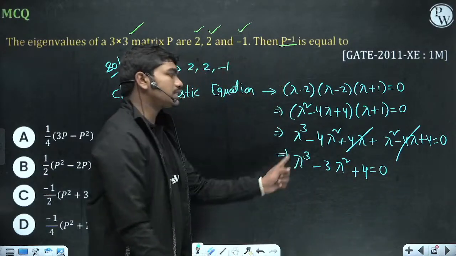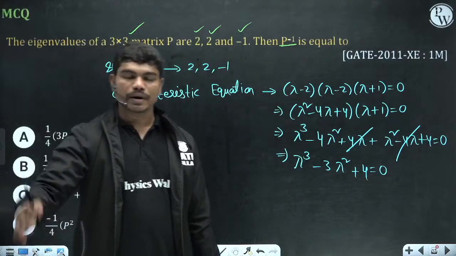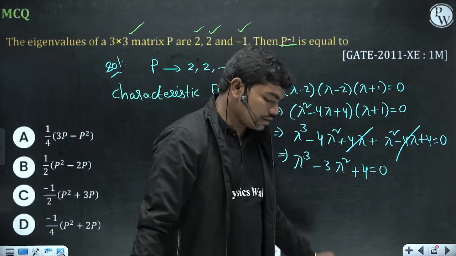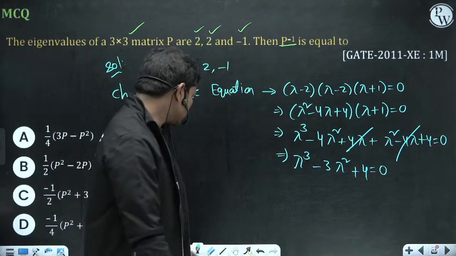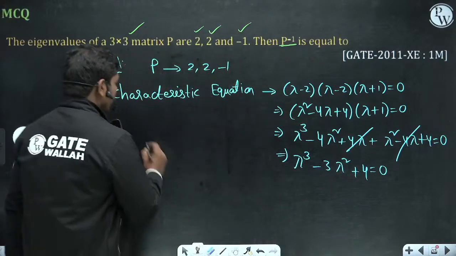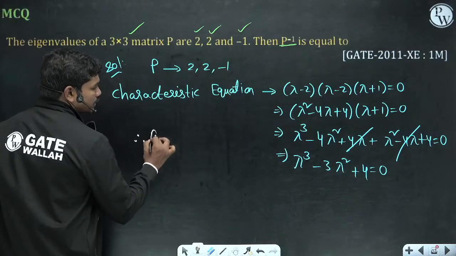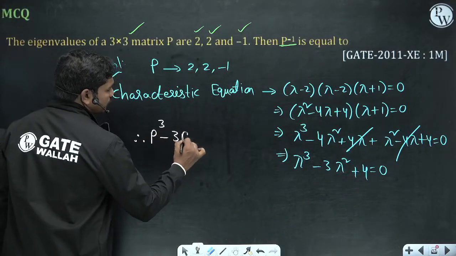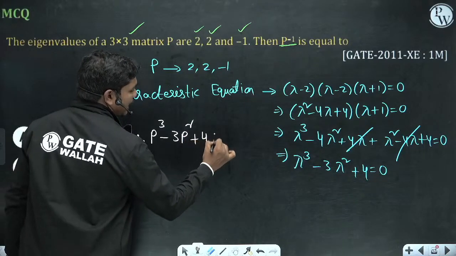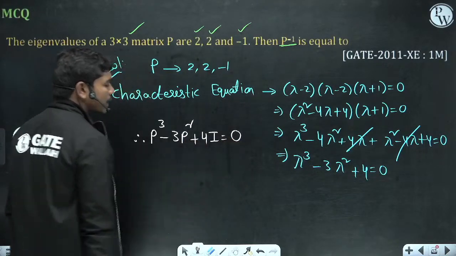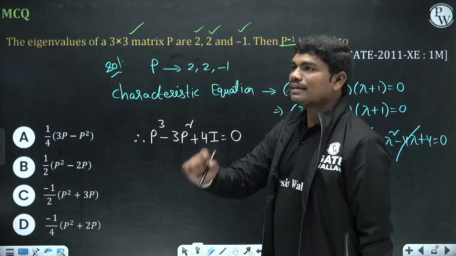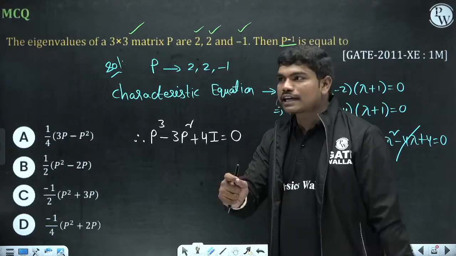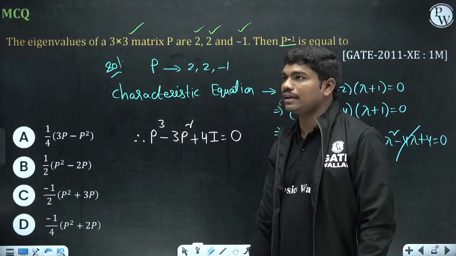So if this is the characteristic equation, then by the Cayley-Hamilton theorem every matrix satisfies its characteristic equation, right? So therefore P cube minus 3P square plus 4 times I is equal to the null matrix. Correct? Now one very important thing, you want P inverse. First of all tell me one thing, to calculate P inverse, the determinant of P should not be 0, yes or no?